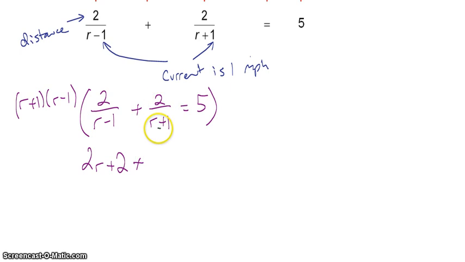Plus, here I'm missing the r minus 1, so I've got 2 times r minus 1. Here, since I originally had a denominator of 1, I'm missing this whole thing, and since r plus 1 times r minus 1 is the same thing as r squared minus 1, I've got that 5 times the r squared minus 1. At this point, I do have a squared, so I know I'm going to have to move everything over to one side. So let's move everything to the right.